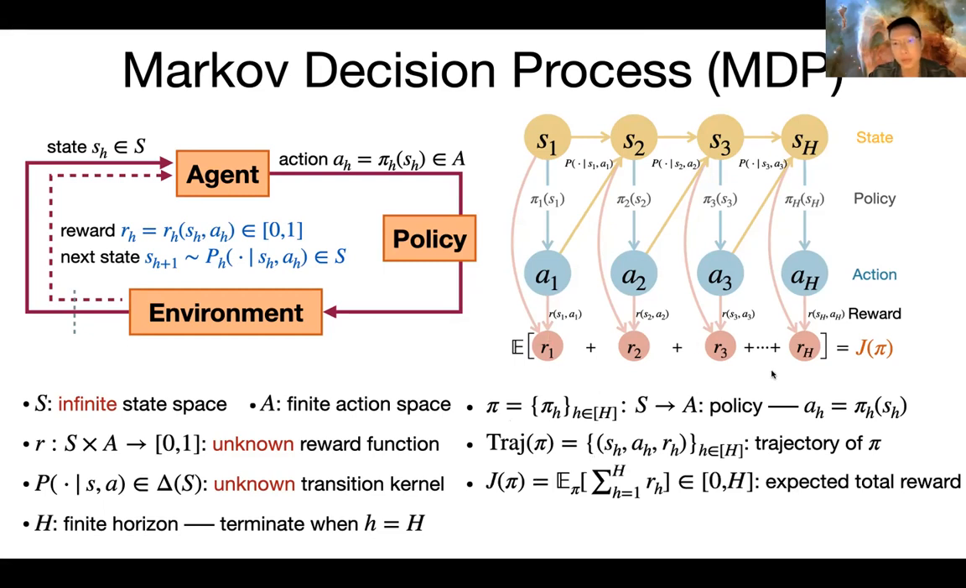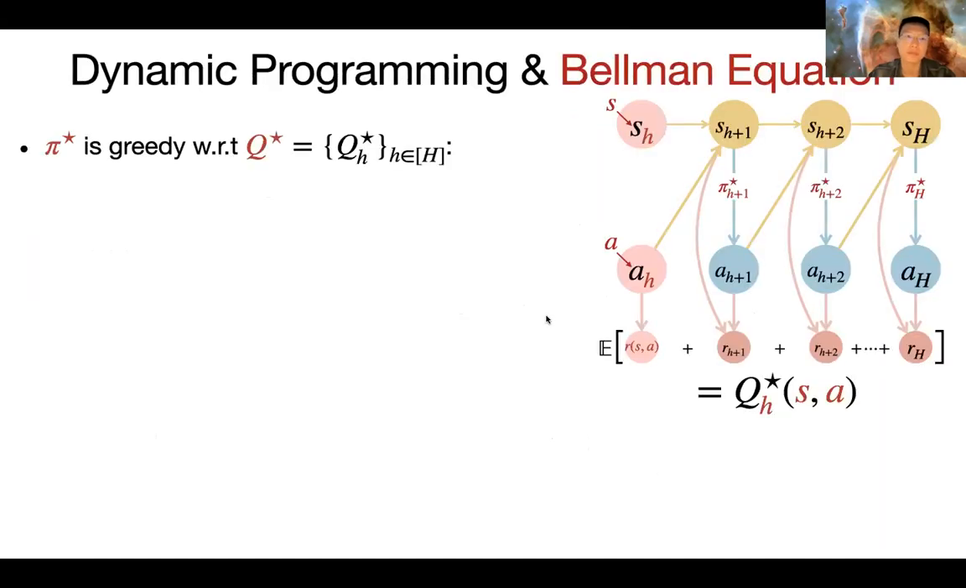And after executing the policy, the agent collects all the rewards, and the expected value of the sum of these rewards quantifies the performance of the policy, which is also known as the expected total reward. And our goal is to learn the optimal policy which maximizes the expected total reward.